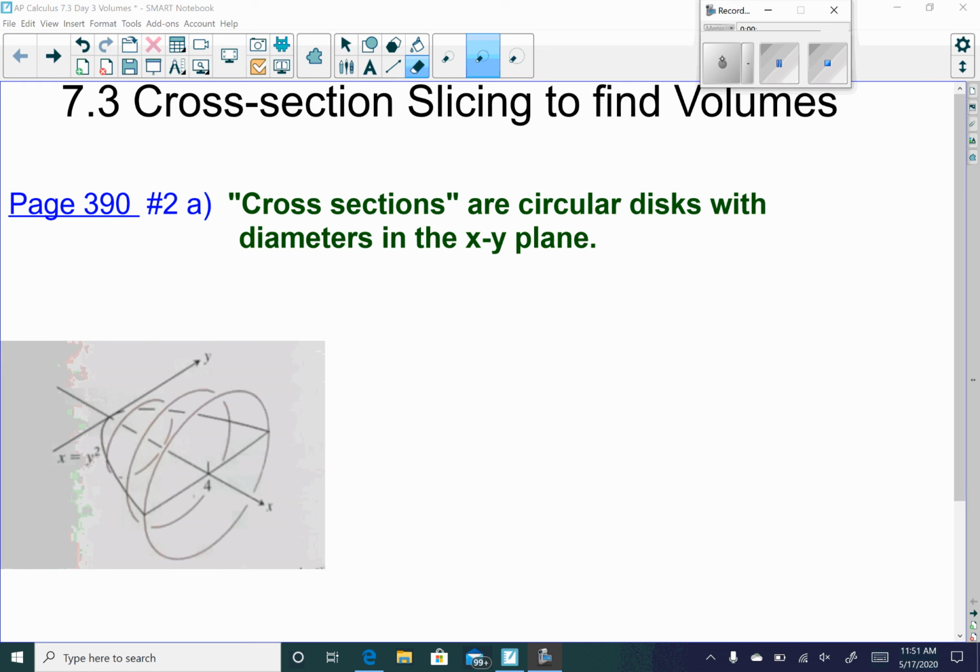Hello everyone. In this section on finding volumes, our volumes are going to be created in a little bit of a different way than just rotating a little area about the x or y axis. Here is what's called the cross-section method. And here's just a little picture.